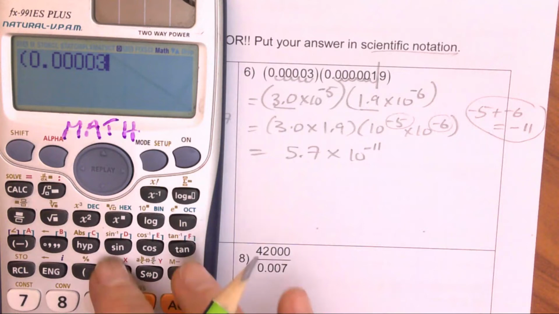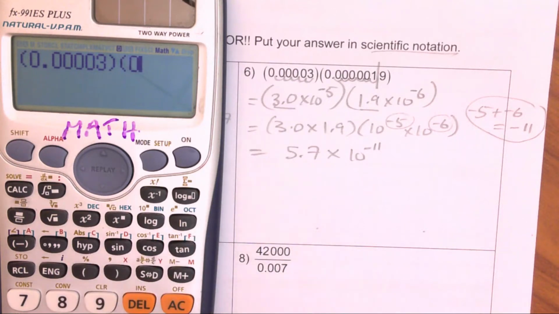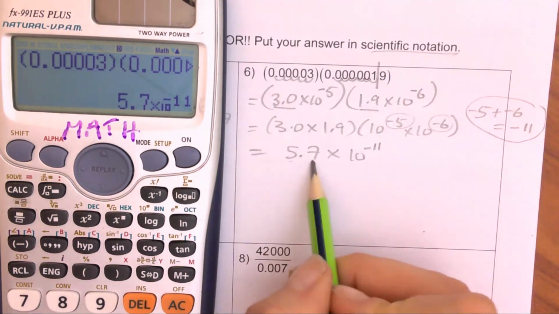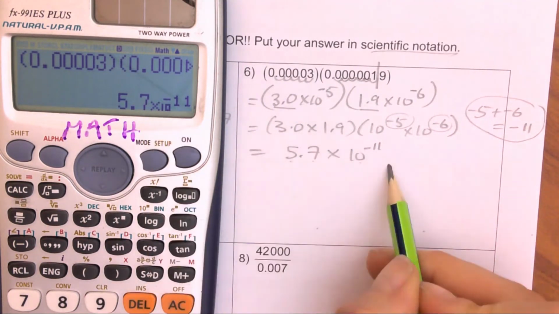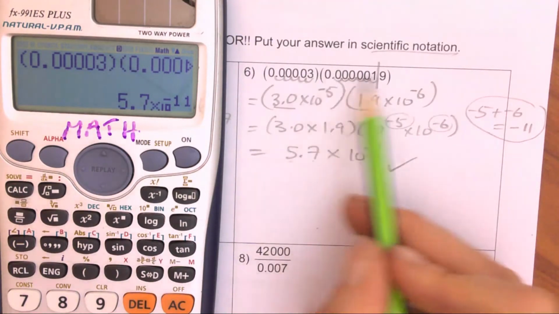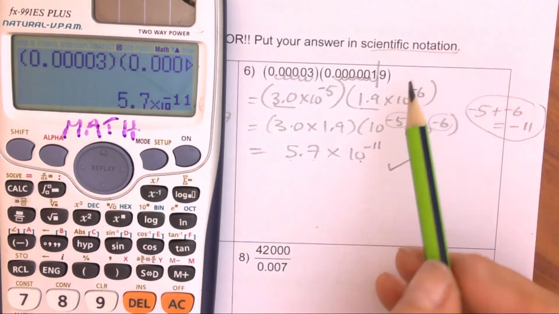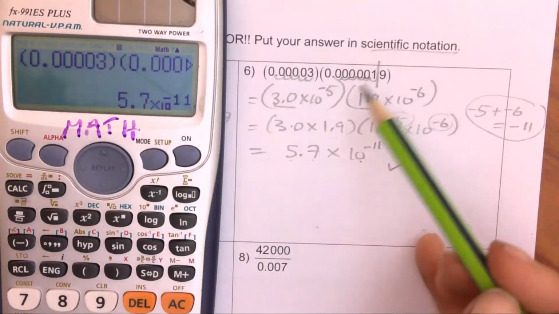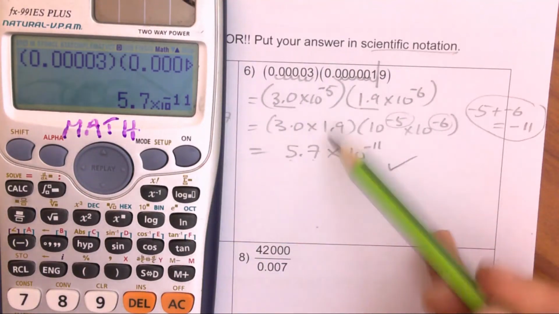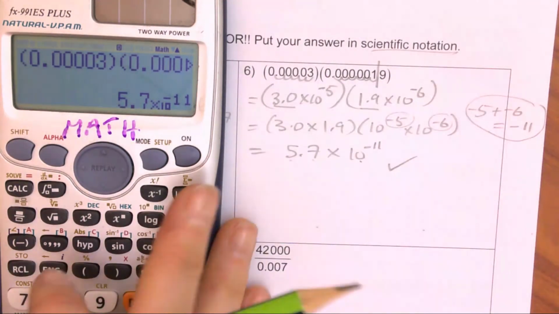0.00003 times 0. You just put in what you see. 5.7 times 10 to the negative 11. Correct. Okay, so you can use your calculator for this. But if you want to go to college algebra, you have to understand these rules and how to do it.